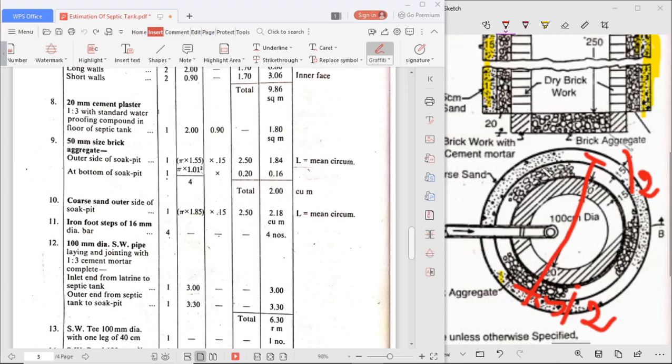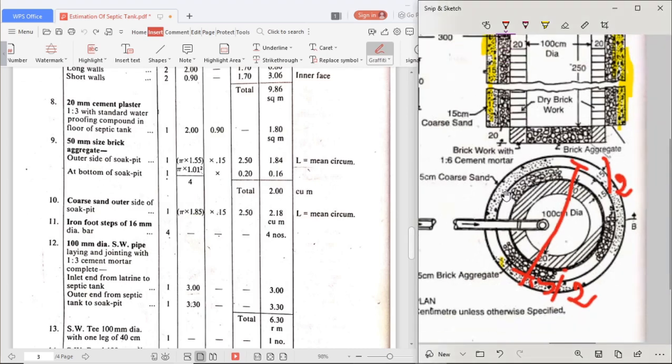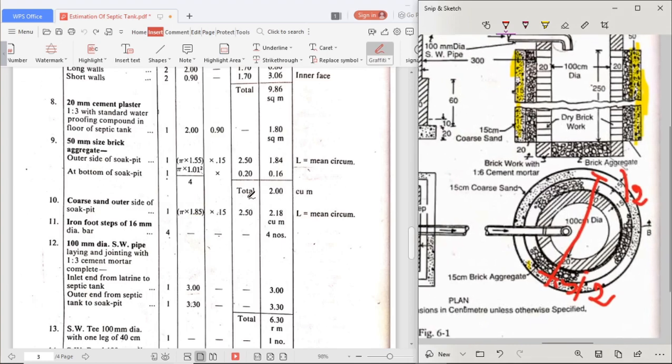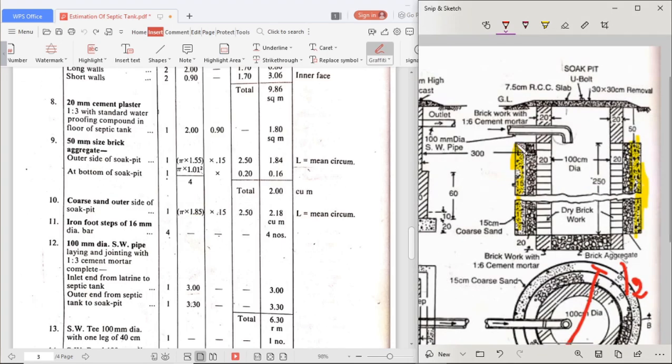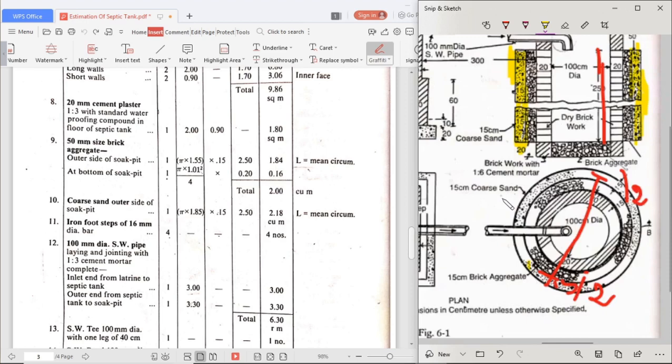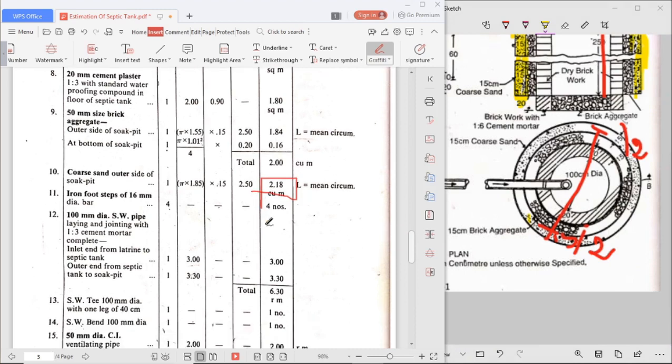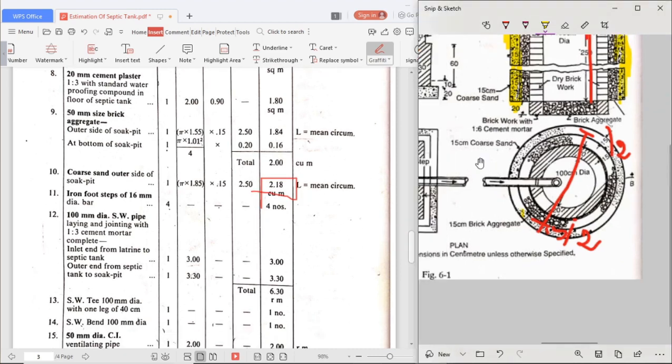So what is the thickness? 15 centimeter. They have given the thickness as 15 centimeter coarse sand. Okay, 15 centimeter. Up to which height? Height extended it is 2.50. What we are doing? The calculation for this yellow color coarse sand outer side of the soak pit. So what we will get? This quantity we will get 2.18 cubic meter.